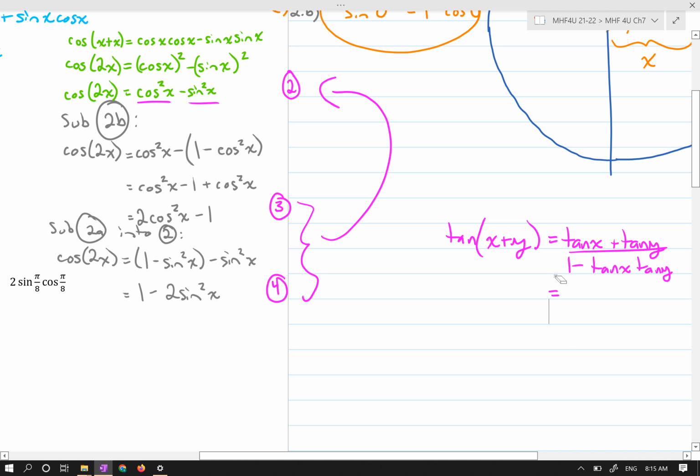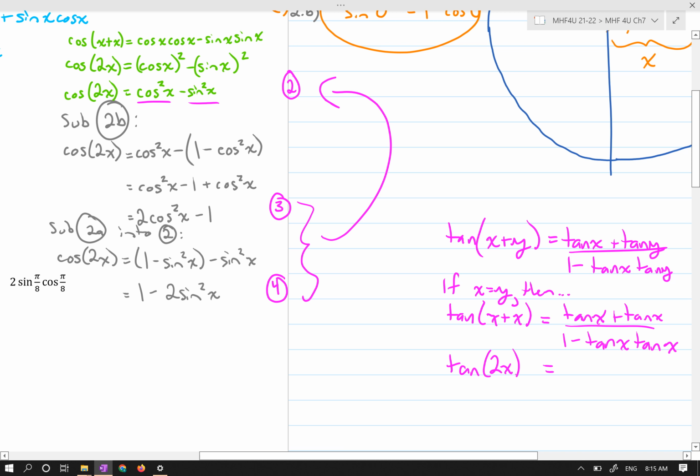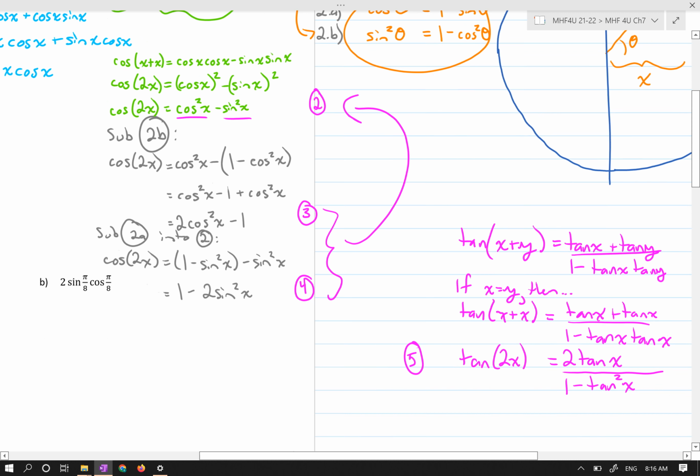And that is if x equals y again, then we're working with the tangent of x plus x, which is equal to the tangent of x plus the tangent of x, divided by 1 minus the tangent of x times the tangent of x. And using the same logic we've used before, then I'm working with the tangent of 2x is equal to the tangent of x plus the tangent of x, so that's 2 times the tangent of x, all divided by 1 minus the tangent squared of x. And here we have it, double angle formula 5.